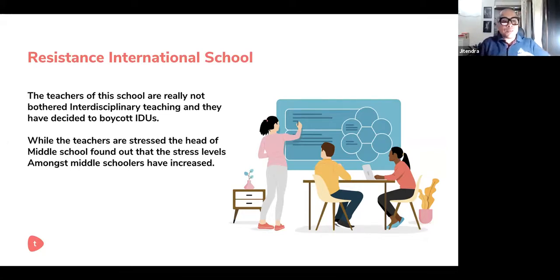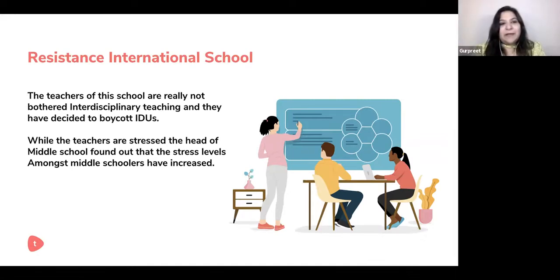And while the teachers are looking at this, the head of middle school has found out, through a survey they conducted, that there is a lot of increased stress in the middle school students. There's a lot of focus on how you have to do so much. How do you think bringing in interdisciplinarity, Gurpreet, will change the culture of the school? Is it beneficial? How would you convince these teachers?